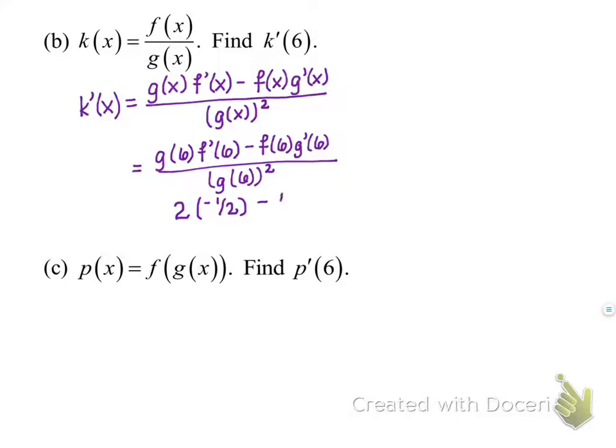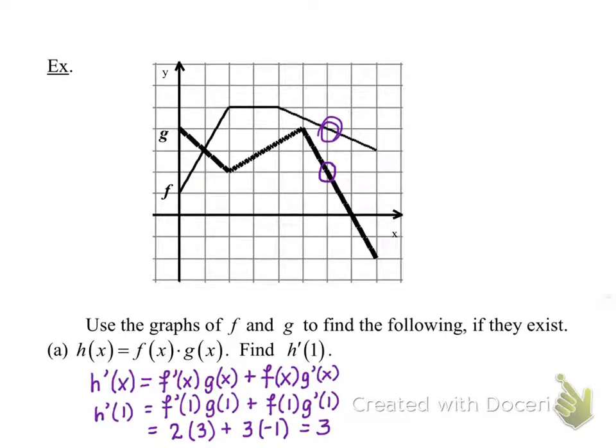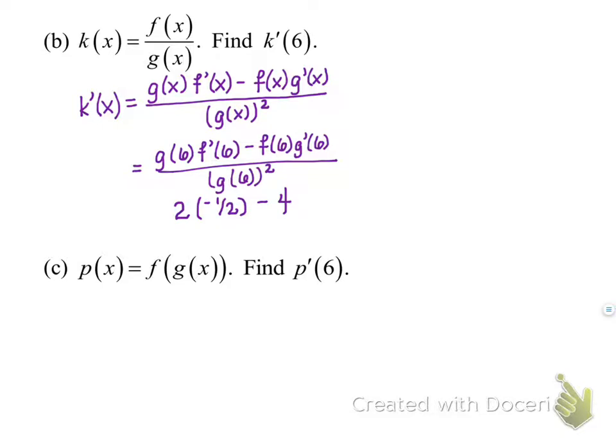And f of 6, what did I say that was? I said that was 4. Almost wrote 6. And g prime of 6 is, the slope of g is -2. And again, g of 6 was 2. So we've got -2. Oh, not -2. -1 plus 8 is 7, all divided by 4.